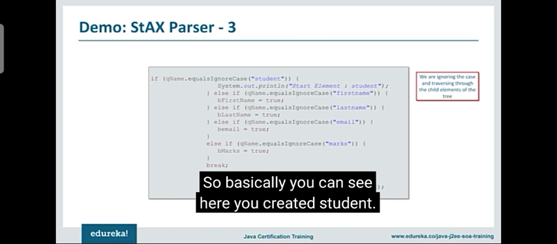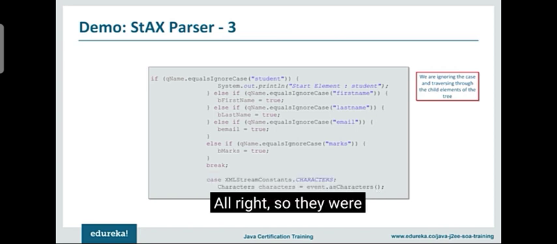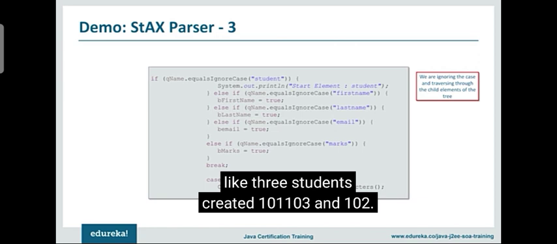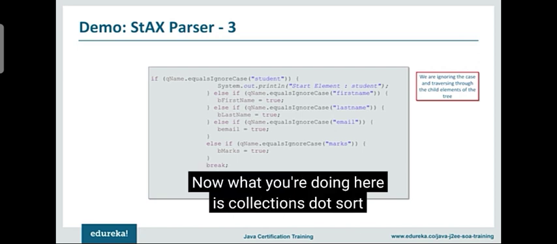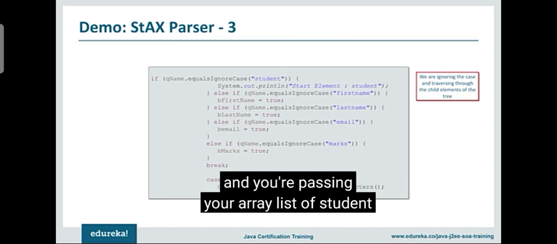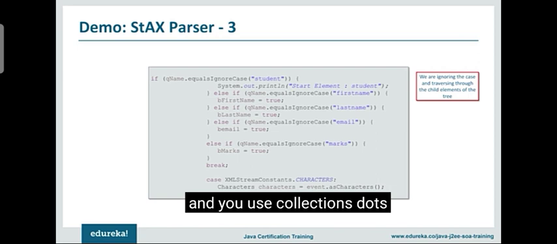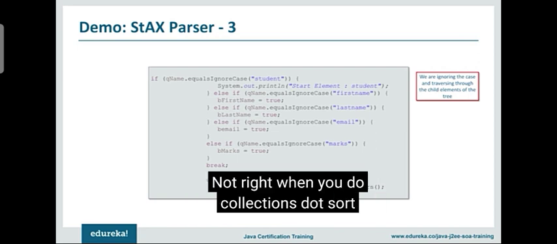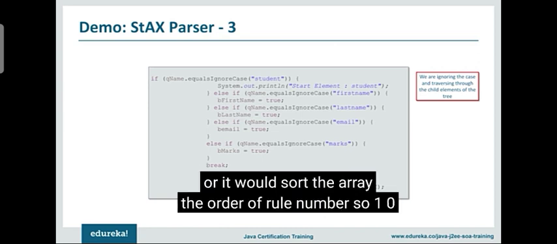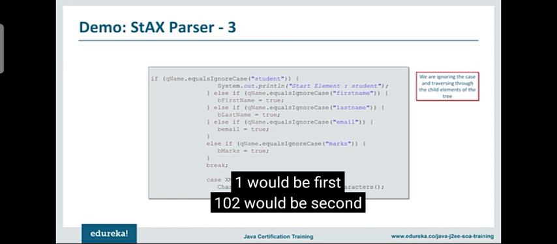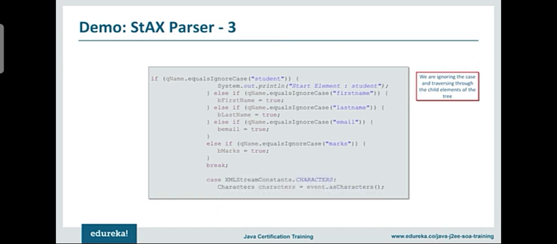So basically you can see here you created Students. There were 3 students created, 101, 103, and 102. You could see 3 IDs being created here. All right, now what you're doing here is Collections.sort, and you are passing your ArrayList of Student. When you do Collections.sort, it would sort the list in the order of roll number. So 101 would be first, 102 would be second, and 103 would be the last.